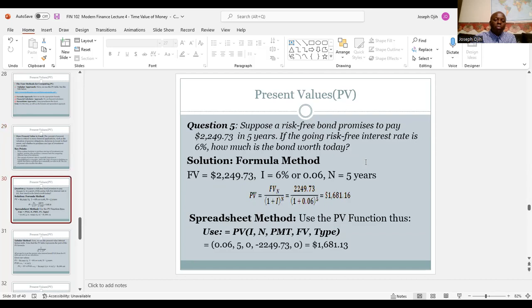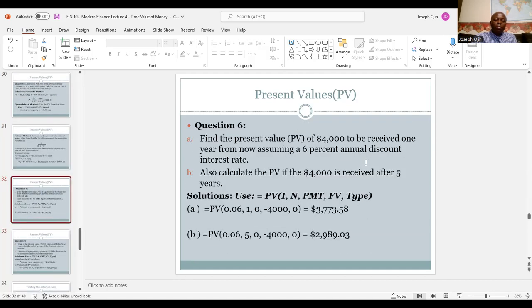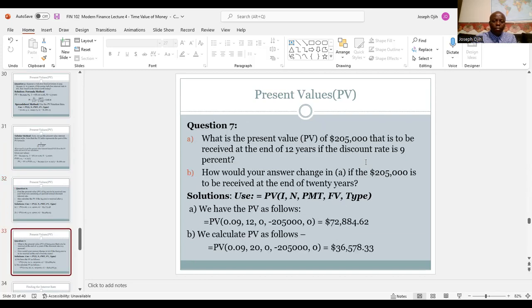Okay. So one more question on present value. Let's try another question. Then we can probably do question 6. Now maybe we'll try this one, 7.